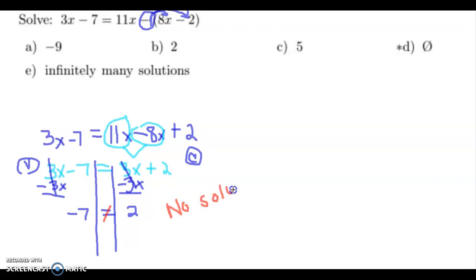And remember, the symbol for no solution is what is shown above, and that is a circle with a line through it. Oop, if I could draw the line, that would be great. There we go. So that's why D is the correct answer.